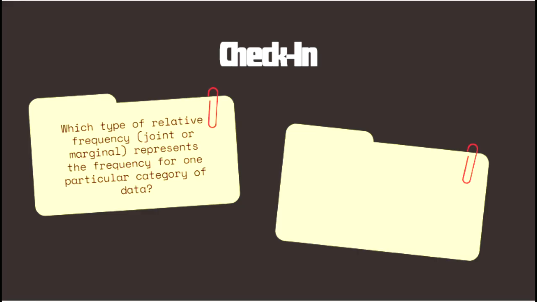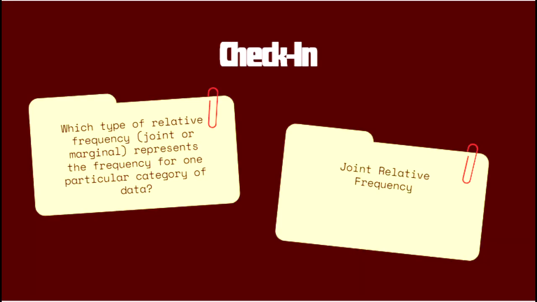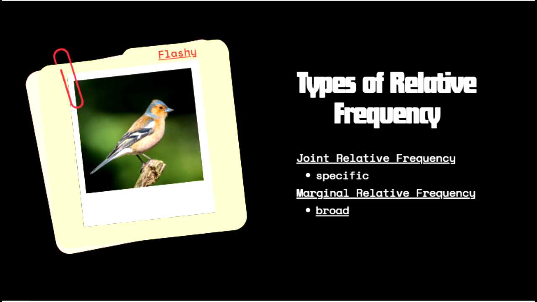Here's a check-in. Which type of relative frequency, joint or marginal, represents the frequency for one particular category of data? You should have this in your notes. It's a joint relative frequency. Types of relative frequency: a joint relative frequency is specific, and a marginal relative frequency is broad.